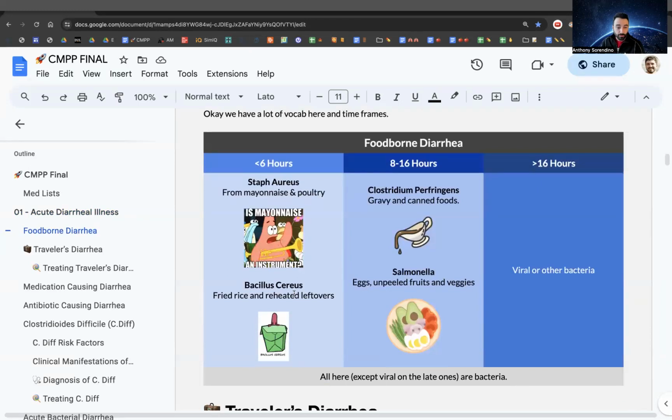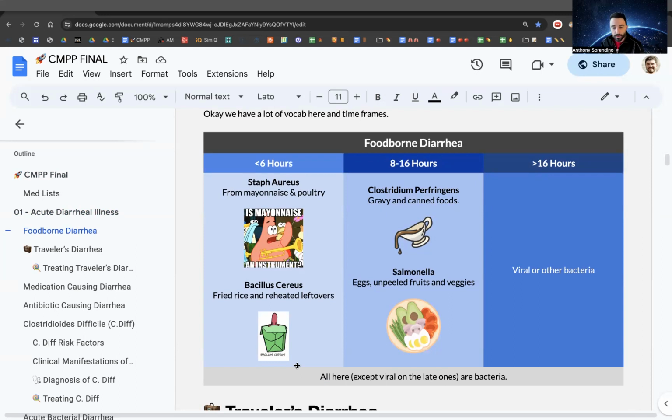This one is going to be from fried rice and reheated leftovers. And if we are getting this diarrhea a little bit later, 8 to 16 hours, it's going to be our Clostridium perfringens. All right, this is going to be from gravy and canned foods. I don't really have any mnemonics for these.